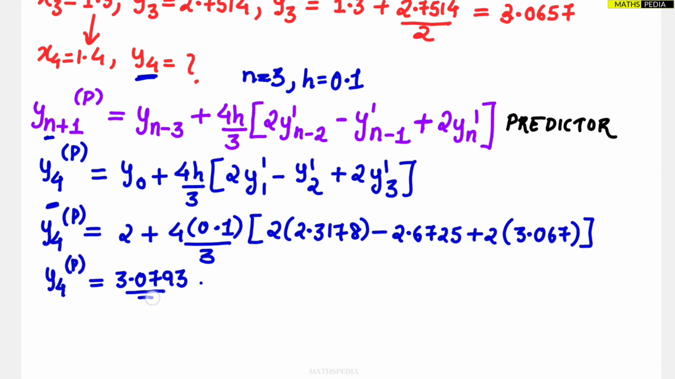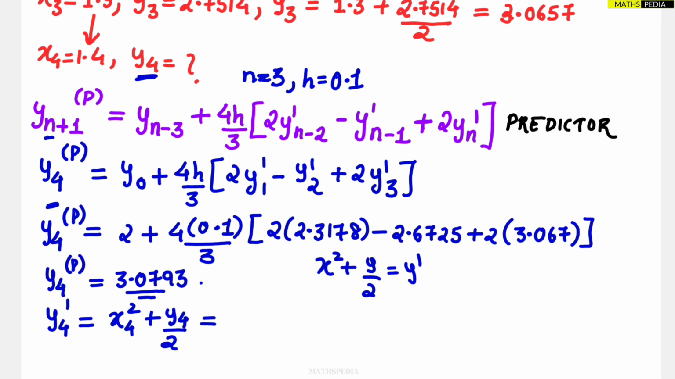So y4 value we got. Now we have to find the y4 dash value. What was the equation? x square plus y by 2. This was y dash. So y dash of 4 will become x4 square plus y4 by 2. Correct? What is x value? X4 value was 1.4 square plus y4, just now we got 3.0793 divided by 2. How much we are getting? 3.49965. Okay, y4 dash we got.